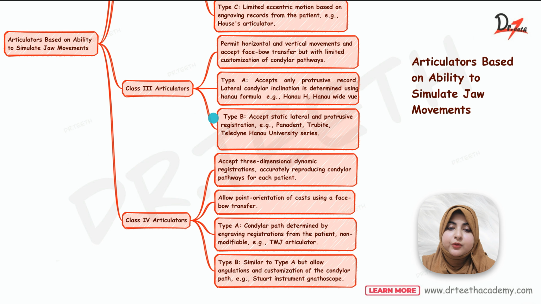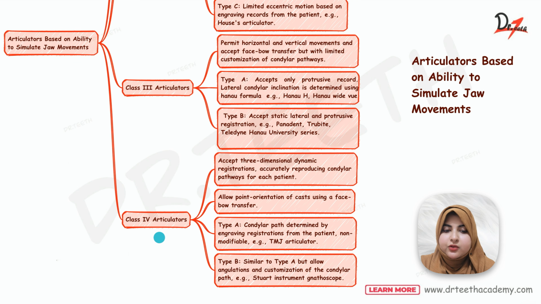Then we have type 3B also, which accepts static lateral and protrusive registration, like Panadent, TrueBite, Teledyne, Hanau University series. So you can see that the difference between type A and B is that A was accepting only protrusive record. The lateral one was found out using a formula, but here it accepts both the static lateral and the protrusive registration. Both are accepted.